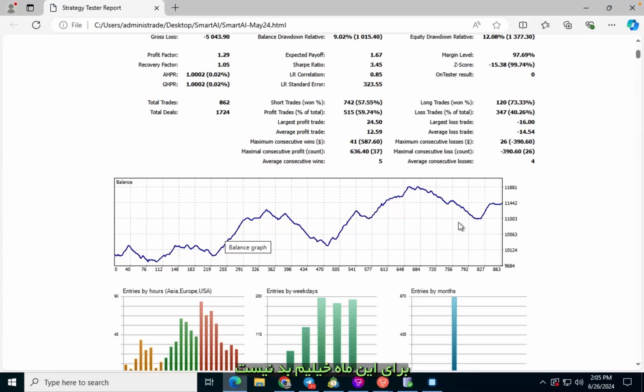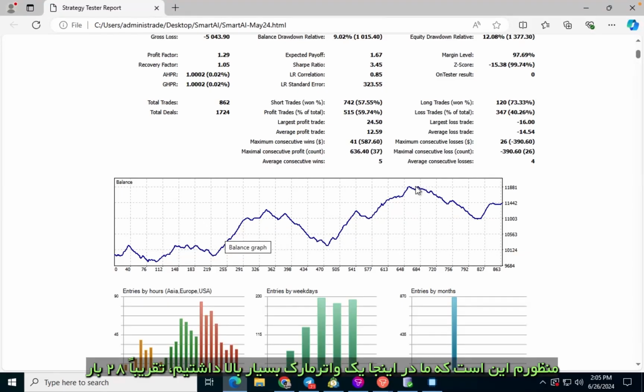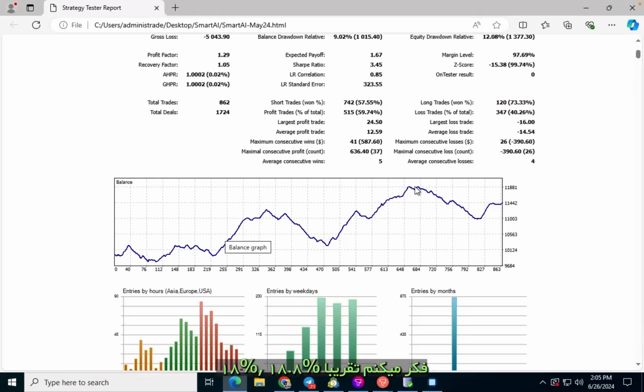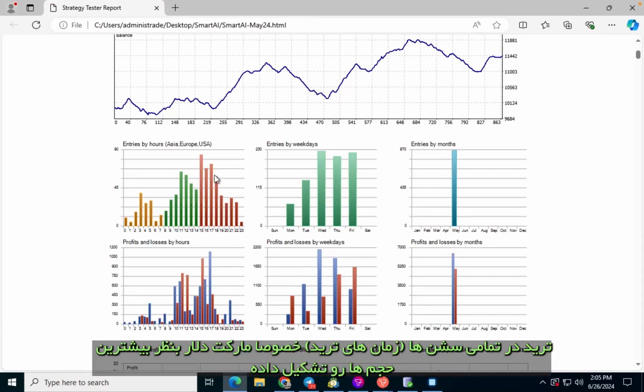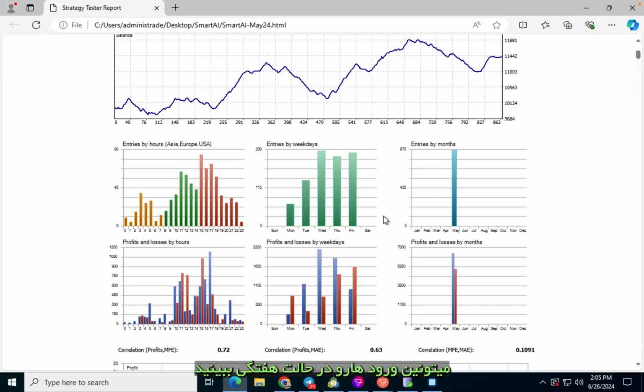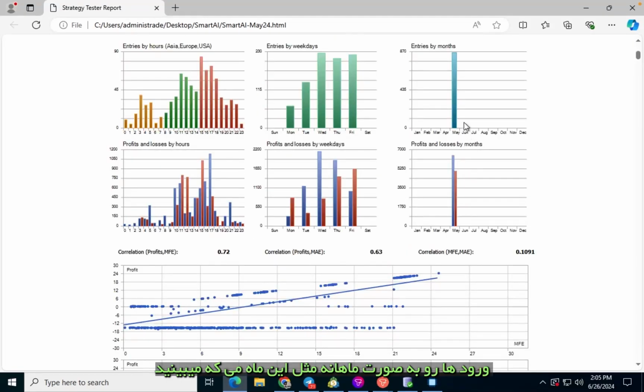So not too bad for this specific month. I mean, we did have a pretty high watermark here of about 18%, 18.8%, I think. And then we saw a little bit of loss and then some recovery. Trades all sessions, primarily U.S. market seems to be the biggest volume. We can see entries by weekdays, entries by months, you know, May, of course.